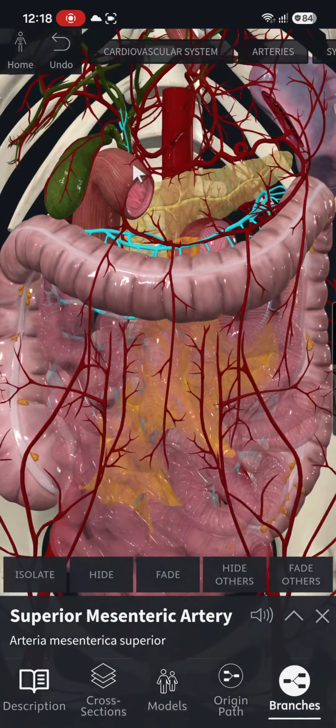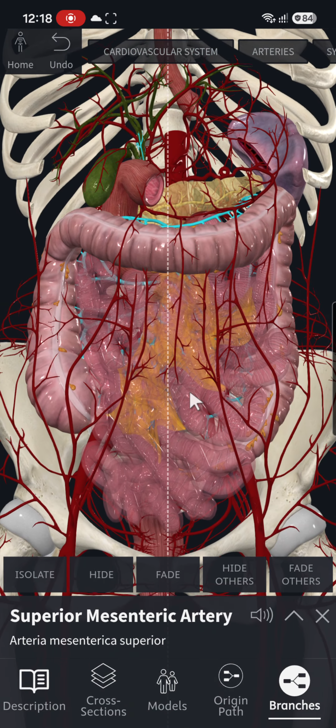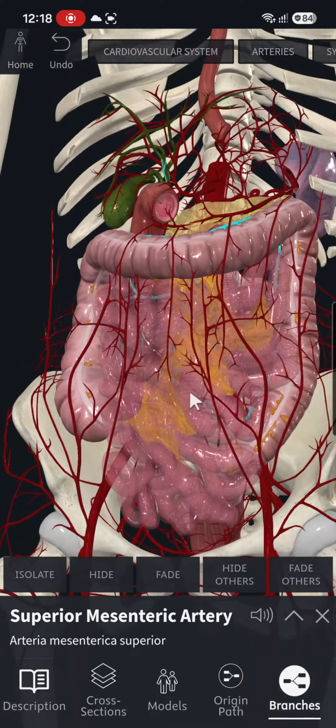So right here we have several branches that supply the small intestine, right? After we finish the small intestine, having supplied the duodenum and then the ileum, after the ileum we have the ileocecal junction, right? So it supplies the ileocecal junction by the terminal ileocolic. Terminal ileocolic, this is the terminal branch of the superior mesenteric artery.